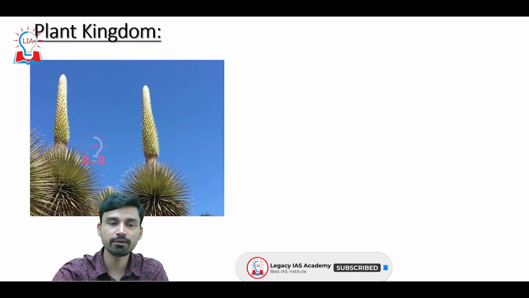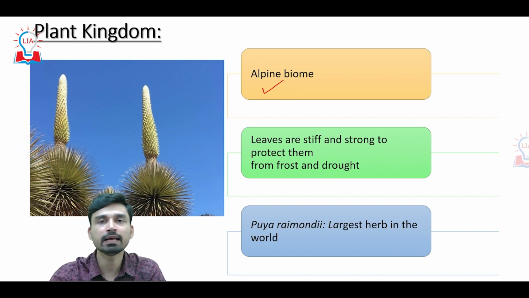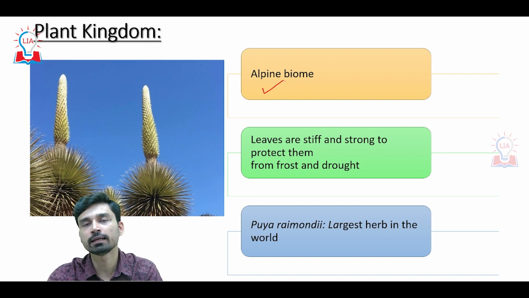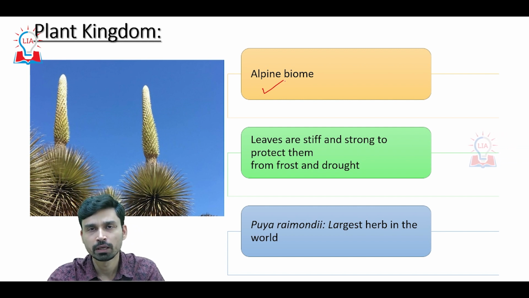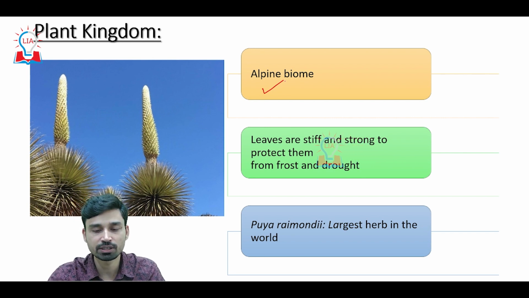If we talk about this highland region and the plant kingdom that we find here, since these areas are at very high altitudes, it has very cold temperatures. Thus this area has a huge region that is occupied by the alpine biome. Alpine biome refers to plants which grow and survive in very cold, harsh and severe winter conditions, and that is why the leaves of these plants are very stiff and strong to protect them from the frosty weather or the drought-like situation that exists in the summer.